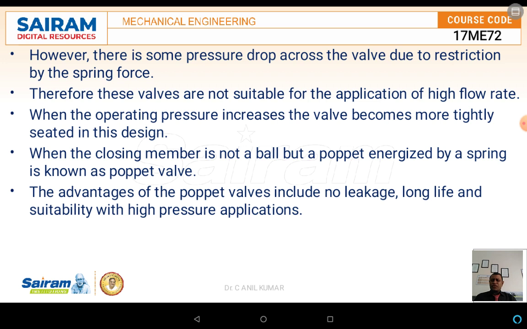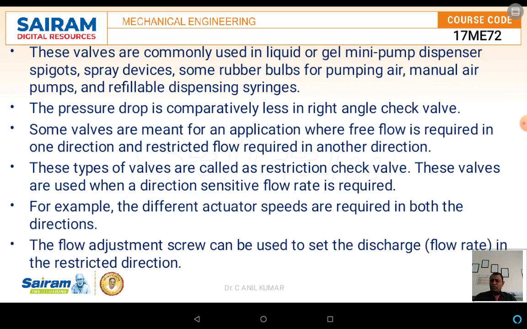However, there is some pressure drop across the valves due to the restriction by the spring forces. Therefore, these valves are not suitable for applications of high flow rate. The next part we are discussing is valves where the pressure drop is comparatively less. Some valves are meant for applications where a free flow is required in one direction and restricted flow in the other direction. These types of valves are called restricted check valves or restriction check valves.